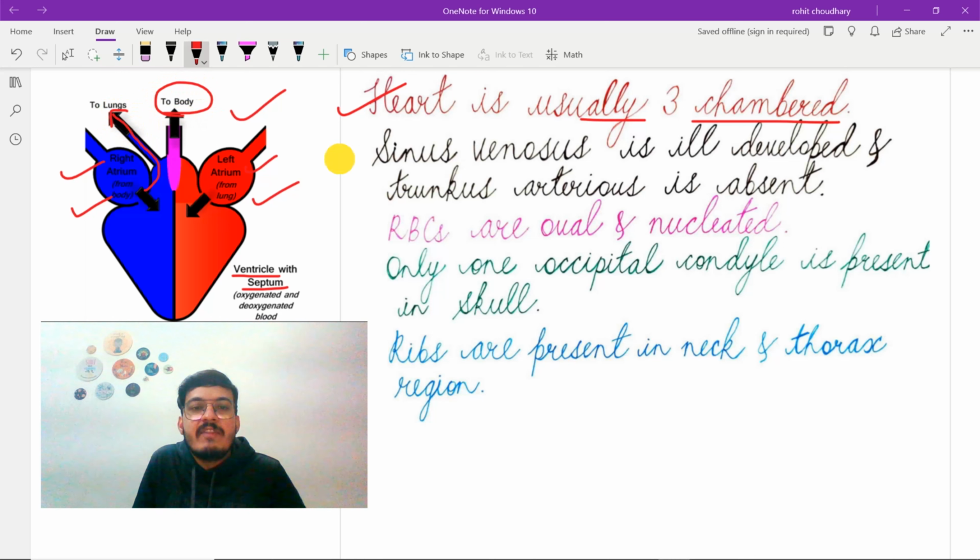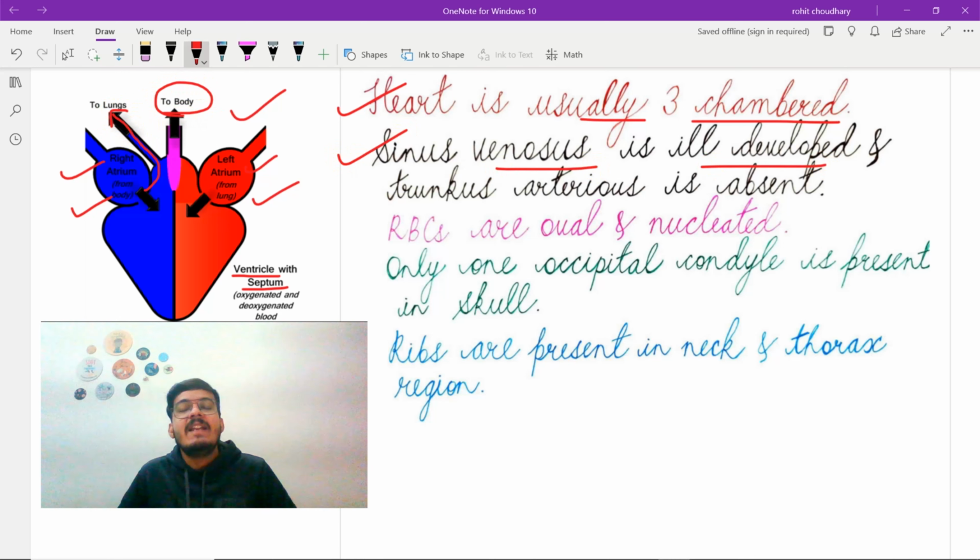The next important feature is sinus venosus is ill-developed. Sinus venosus is a thin sac-like chamber in the heart of reptiles and it receives systemic blood, and it is the first chamber to do so. Sinus venosus is located on the dorsal surface of the right atrium. Sinus venosus is made up of cardiac muscles and connective tissues. The sinus venosus contracts and it fills the atrium with blood.